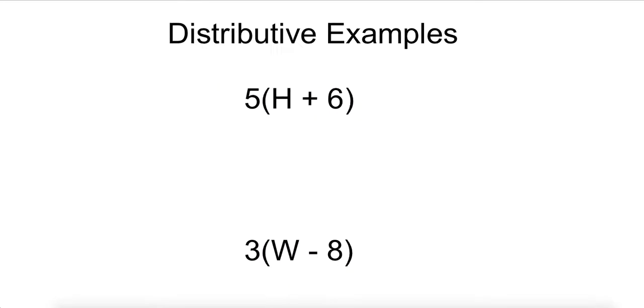Now, in terms of doing this with variables, it changes a little bit. Here I have 5 groups of h plus 6. So instead of adding h plus 6 five separate times, because that's going to take way too long, I'm just going to multiply. So 5 times h, and 5 times 6, is going to give me 5h, plus 5 times 6 is just going to give me 30.